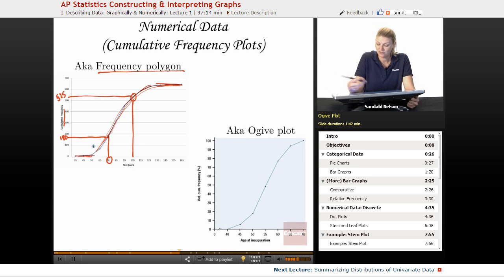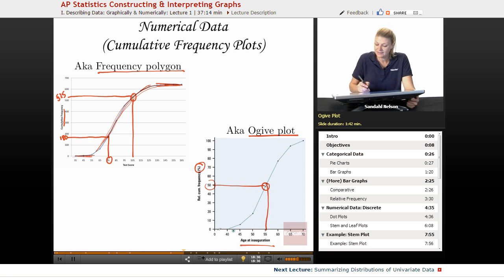Okay, and then just a little change on that, you can have an ogive or an ogive plot, and that's going to be the cumulative frequency, but it's going to be the relative cumulative frequency. So we've turned it into a percent rather than a cumulative count. So here, age at inauguration for presidents, let's say at 55, we have about 50% of all the presidents were 55 or below at their age of inauguration.